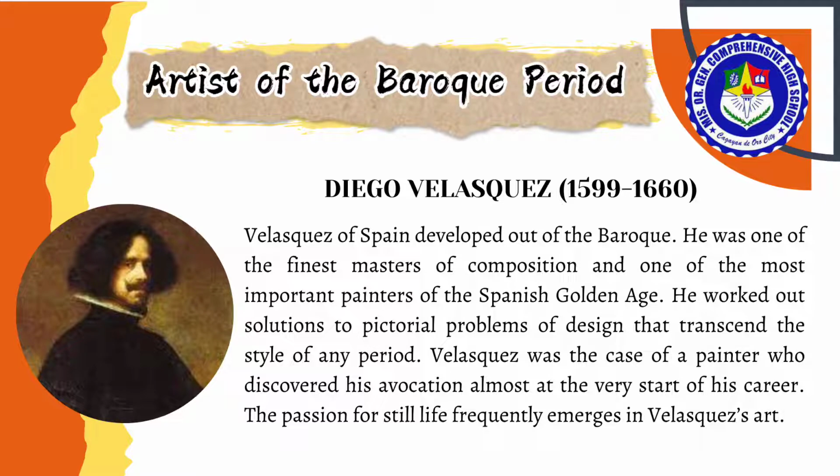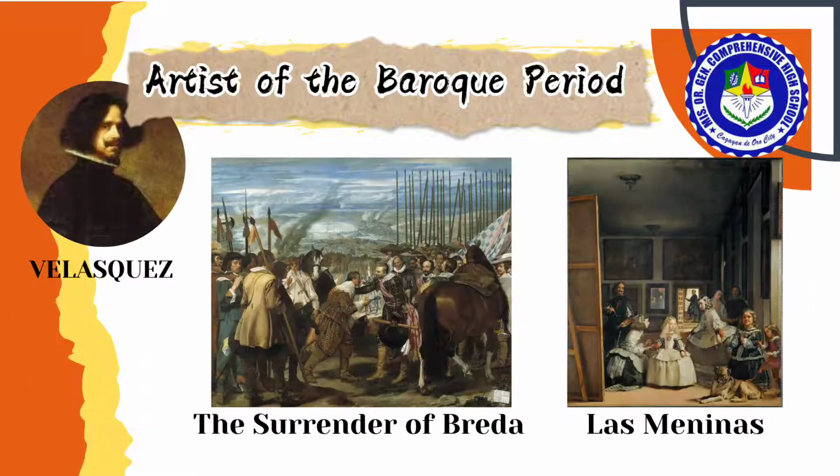Velázquez was the case of a painter who discovered his avocation almost at the very start of his career. The passion for still life frequently emerges in Velázquez's art. Some of his famous works were The Surrender of Breda and Las Meninas.